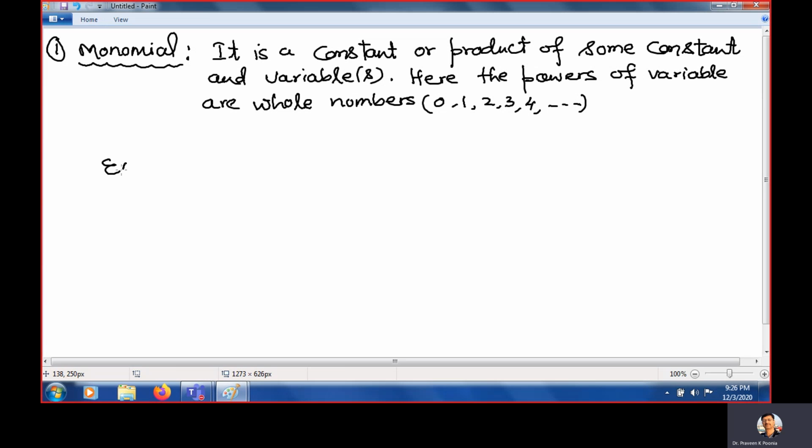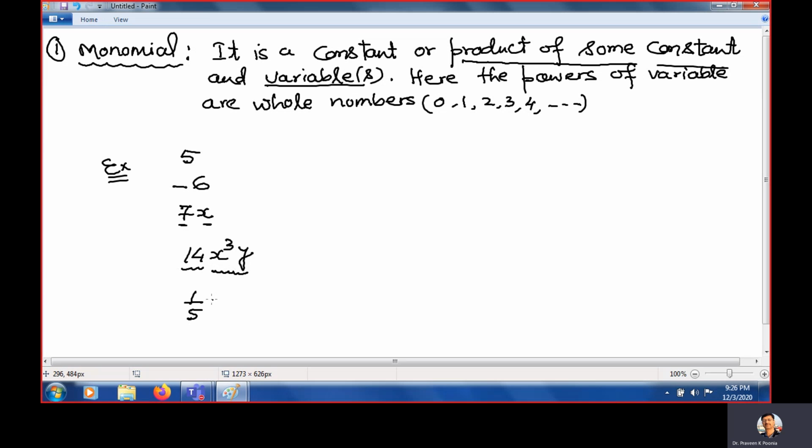For example, 5 is a monomial because it is a constant. -6 is a monomial because it is a constant. 7x is a monomial because it is a product, means times, of some constant and variable. This is constant, this is variable. Like 14x power 3 y. Clear? This is also a monomial. Monomial does not mean only one variable; it can have variables. So this is variable, this is constant.